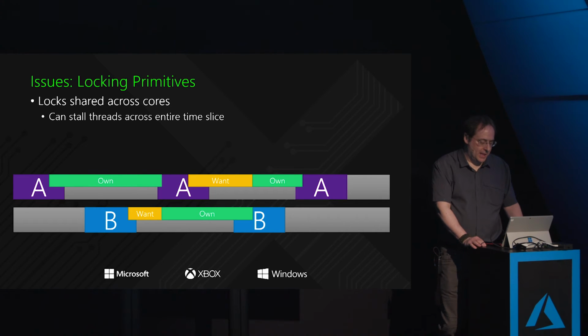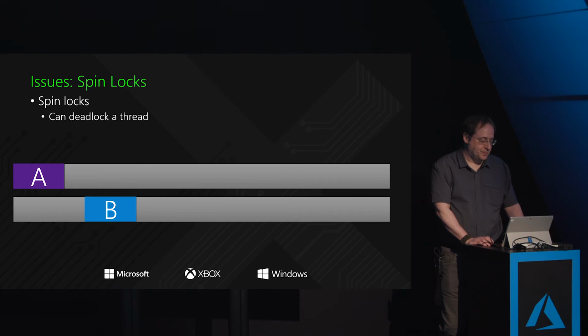Here you can see in the second case, the purple wants to reacquire it, but it can't because the transference has already happened over to blue. I've personally seen this on a couple of titles, and we'll cover in a couple of minutes how to keep this from happening in your threads.